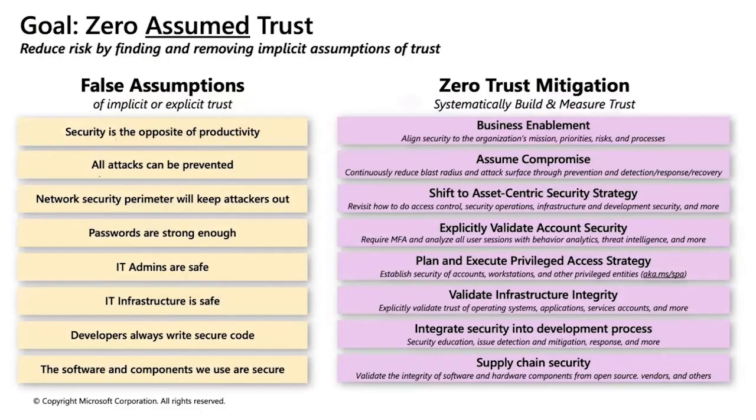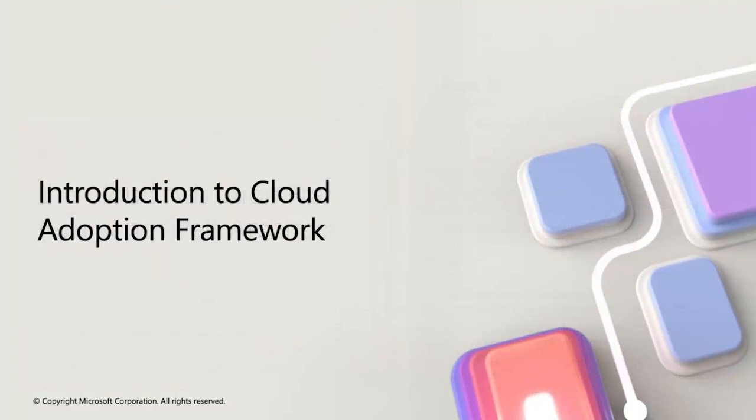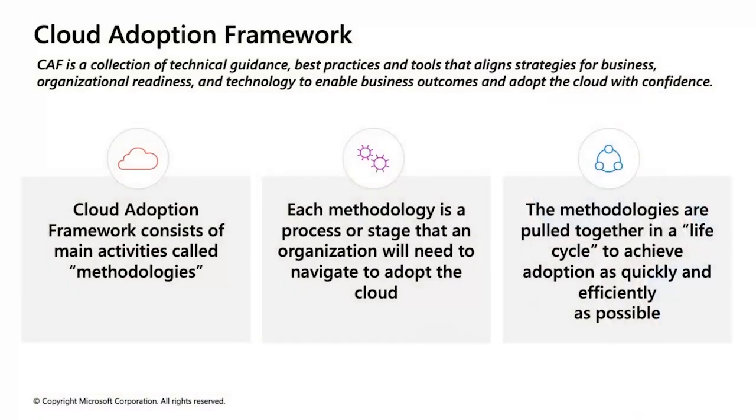Now moving to the next, we have CAF, Cloud Adoption Framework, and the Well-Architected Framework. What comes in CAF and WAF? Let's see. So first of all, Cloud Adoption Framework. Now, what is Cloud Adoption Framework?